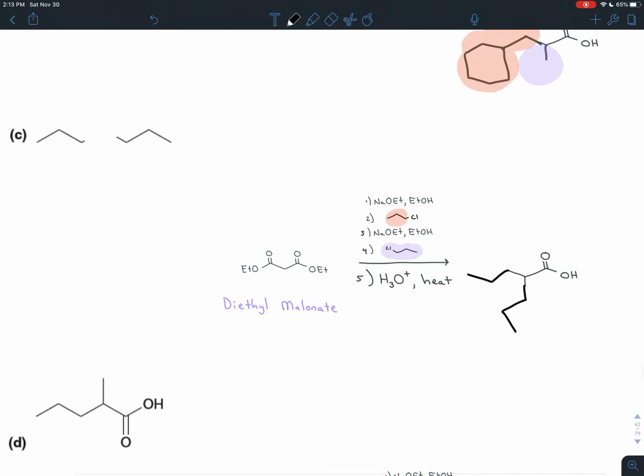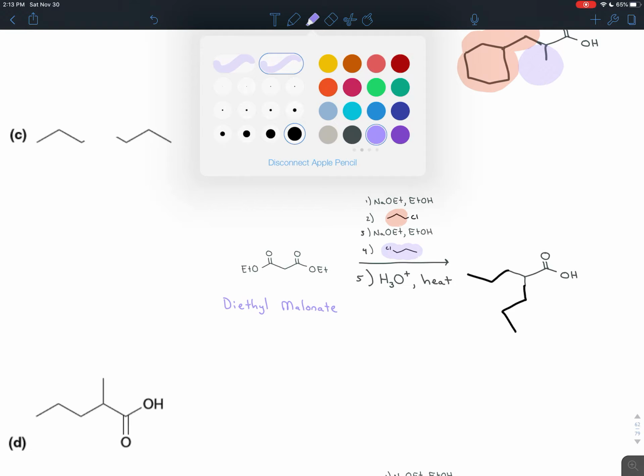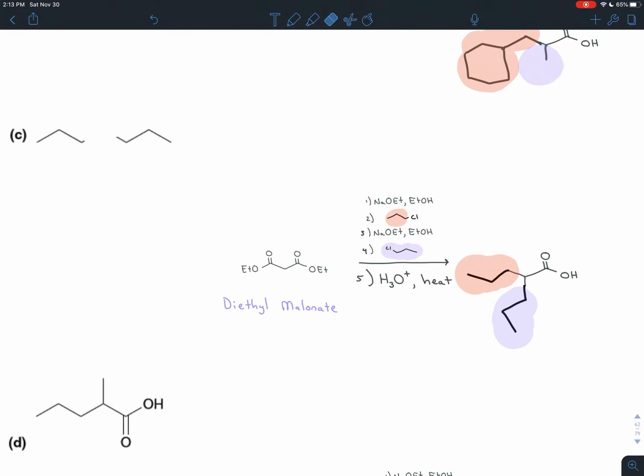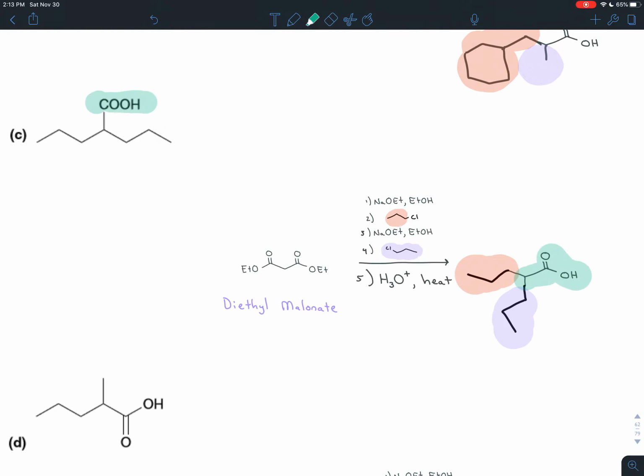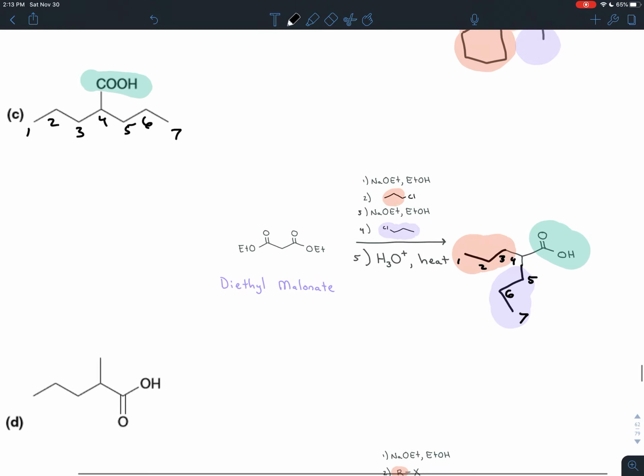Okay, and so if you compare that with the original molecule, that's what we have. We have the COOH here, and then basically a 7-carbon chain. 1, 2, 3, 4, 5, 6, 7, and it's on carbon 4. So that's the same molecule that we originally had.